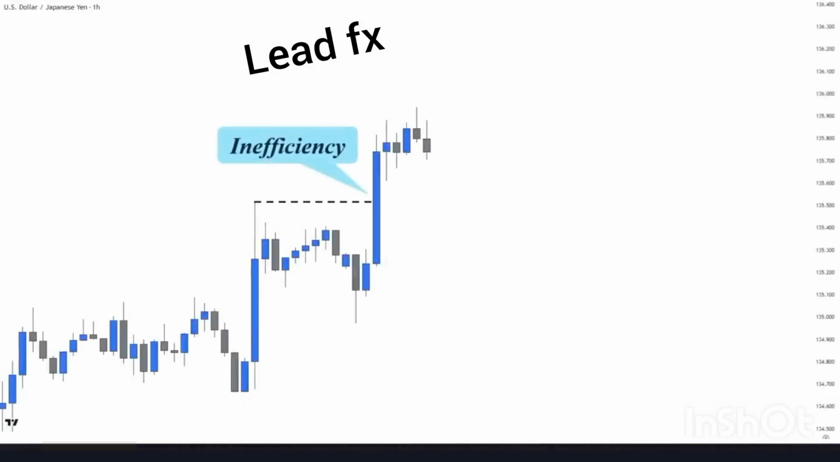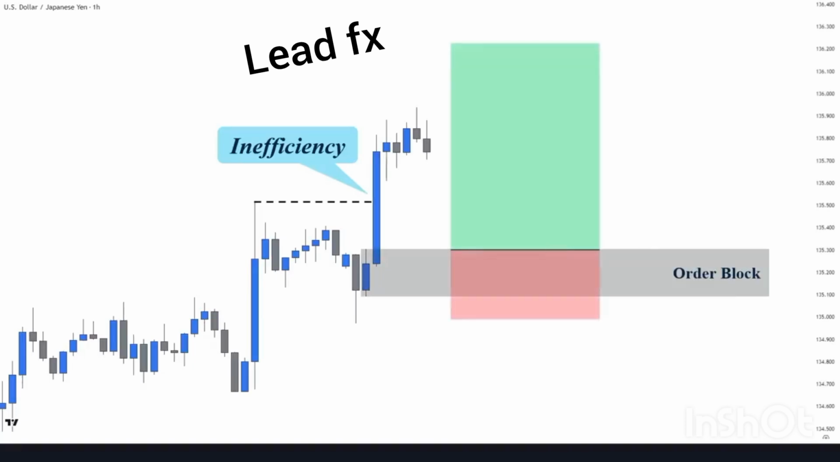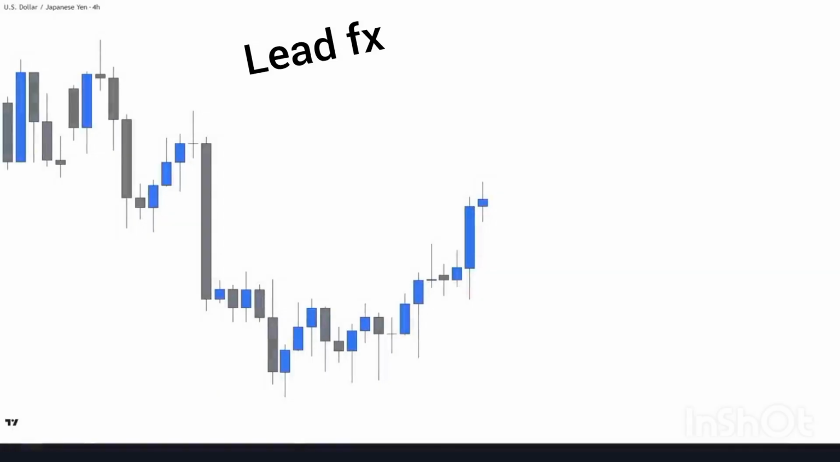Here in the 1 hour time frame, we have a move with obvious inefficiency breaking above the previous market structure. So here, if the price manages to pull back to the order block zone, it would be a perfect opportunity to enter a long position, set our stop below the swing low, and target the next level of market structure in front of the price. So let's see what we have on the higher time frame.